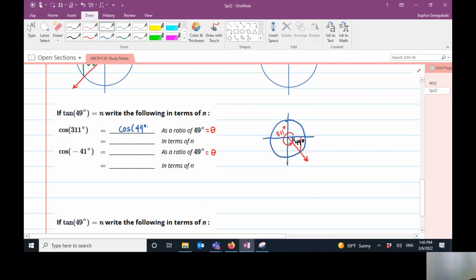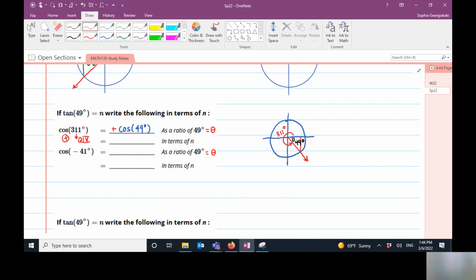And now I have to determine the sign. Is it plus or is it minus? 311 is in quadrant 4. The cosine of 311 will be a positive quantity because 311 is in quadrant 4. Therefore, this will be positive. I can write it or I don't have to write it. So the cosine of 311 will have the same sign and the same value as the cosine of 49.